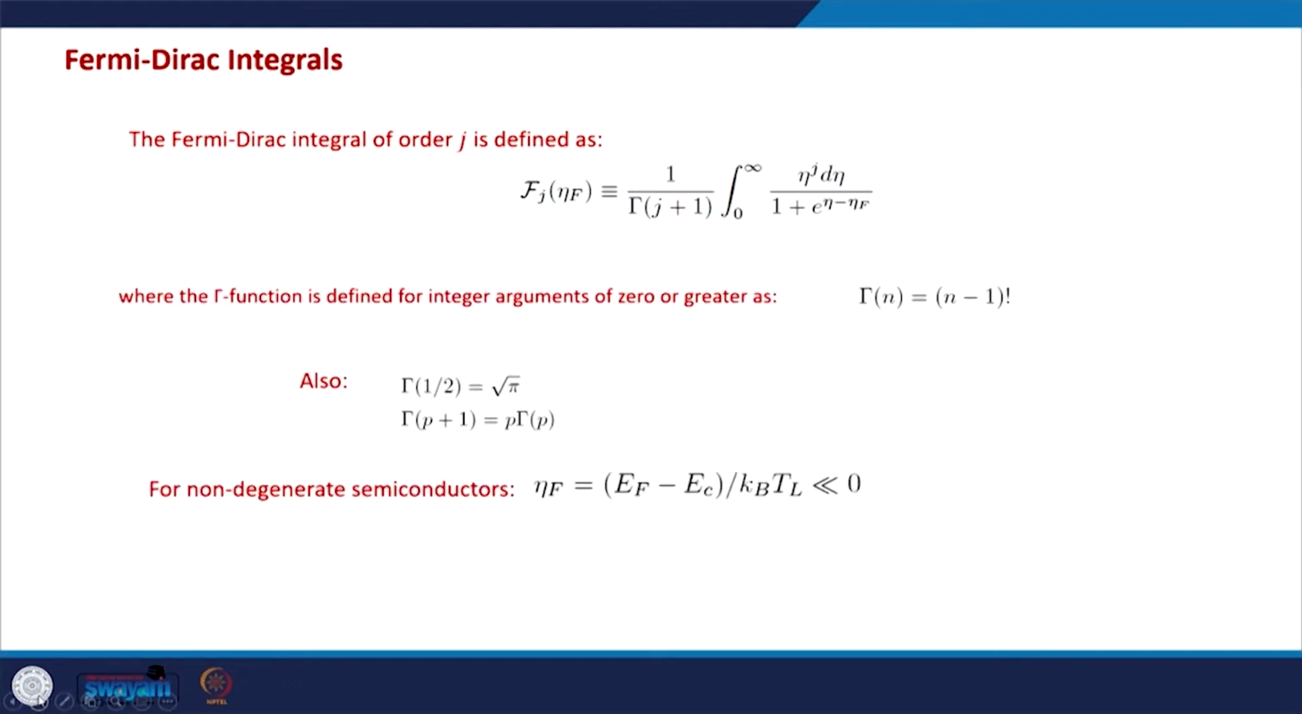So this is what we just discussed for the gamma functions, and there is the case for non-degenerate semiconductors. Depending on the doping, semiconductors are generally divided into two types. One is the degenerate semiconductors and the second is non-degenerate semiconductors.